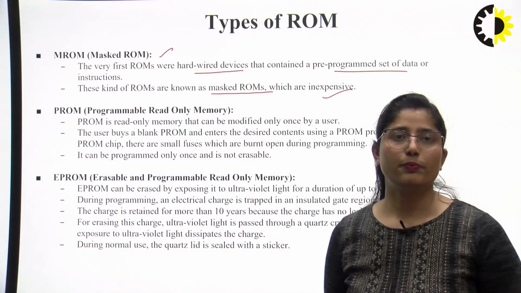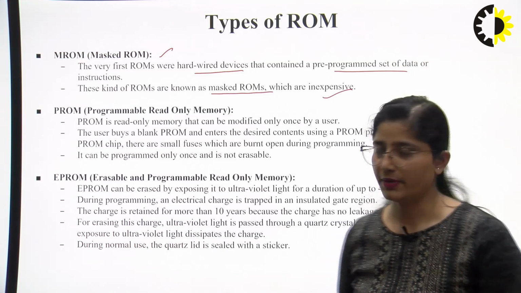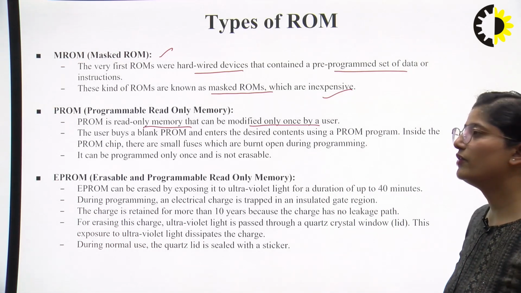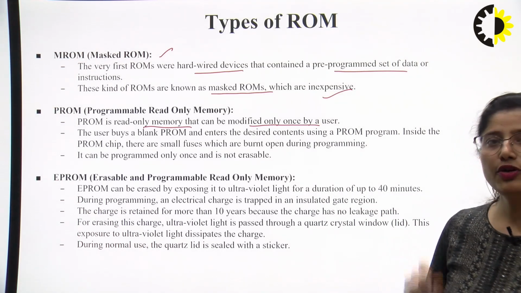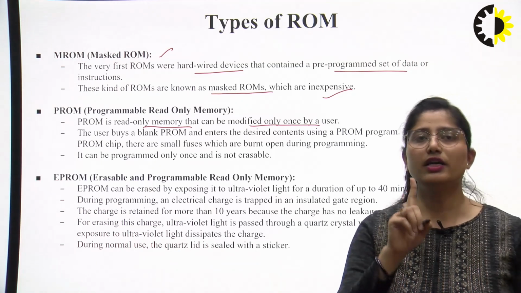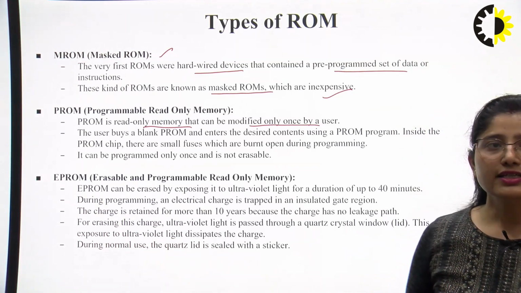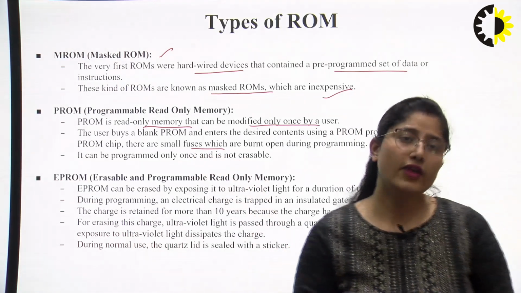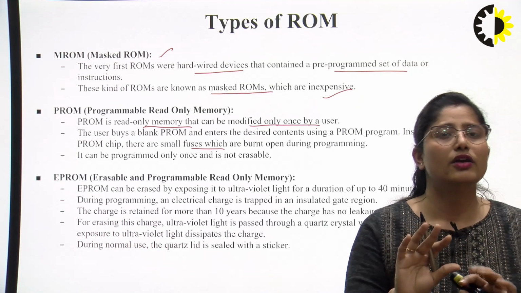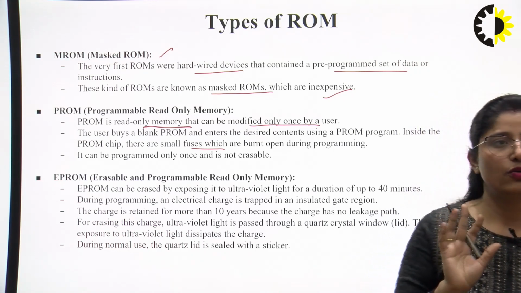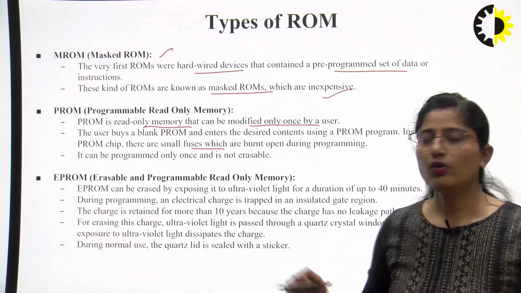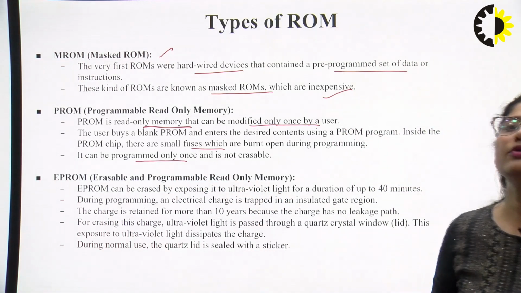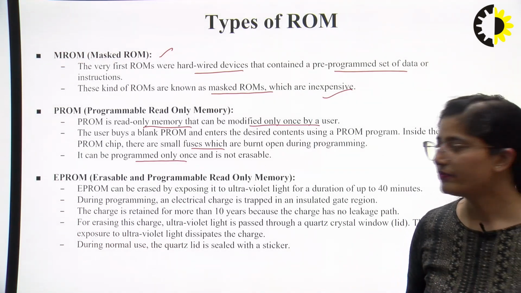Next one is PROM, known as programmable read-only memory. PROM is read-only memory that can be modified only once by a user. Like you have a memory, you can store data only a single time. We can have small fuses, and when a fuse gets burned, it will be useless. It can be used only one time. So when it is programmed only once, after the programming, the data cannot be erased.